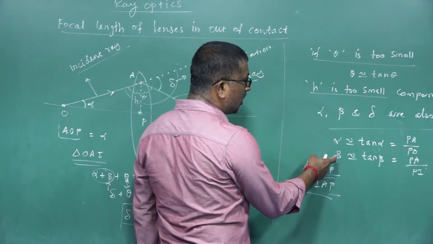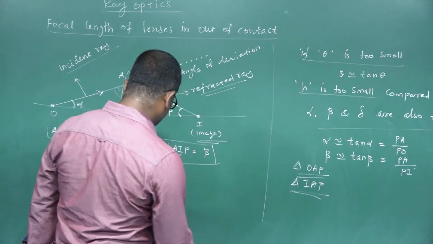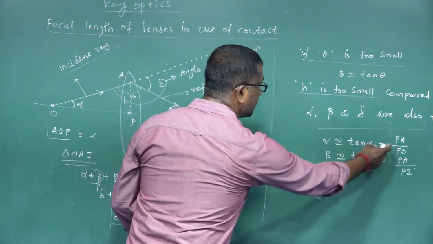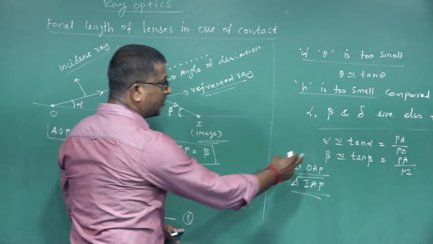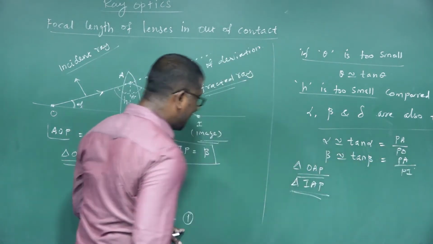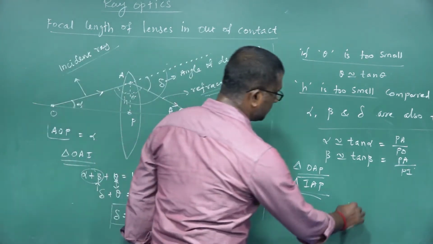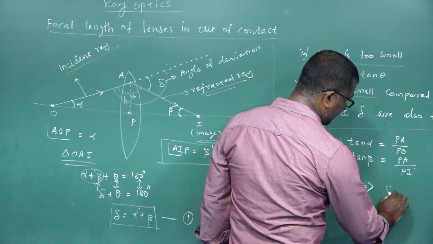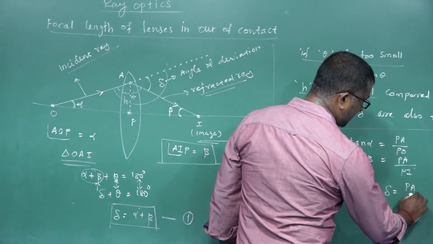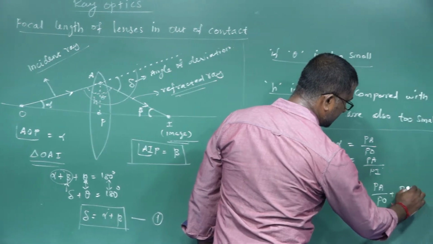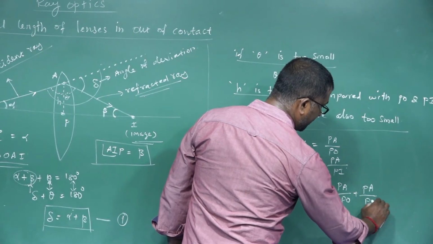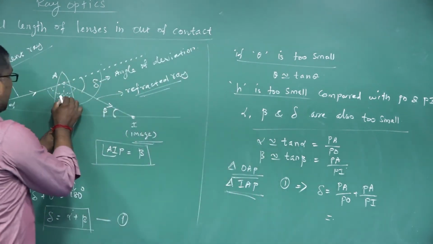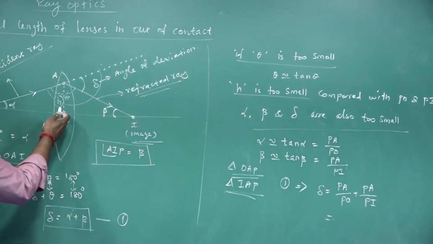Right. Substitute the alpha value and beta value in this equation. Suppose this is equation number 1. Substitute alpha is equal to PA divided by PO and beta is equal to PA divided by PI in equation number 1. So equation number 1 becomes del is equal to PA divided by PO plus PA divided by PI. Right. Here PA is equal to H.